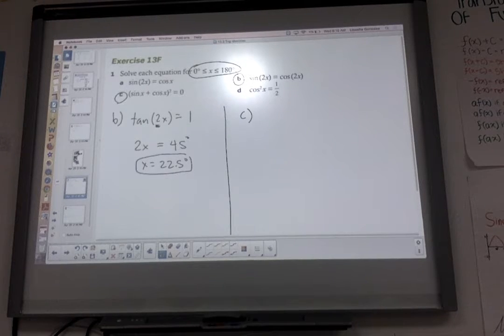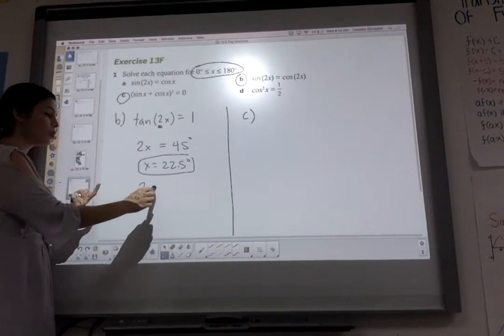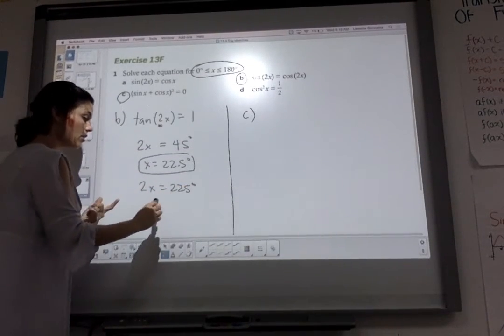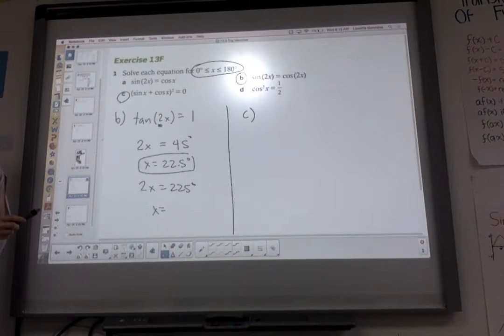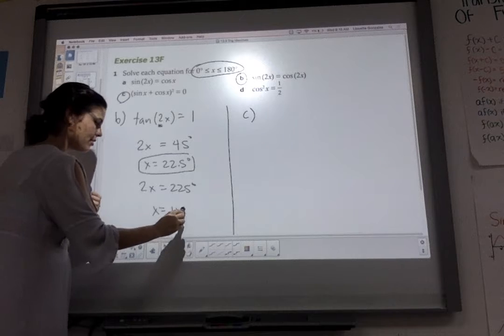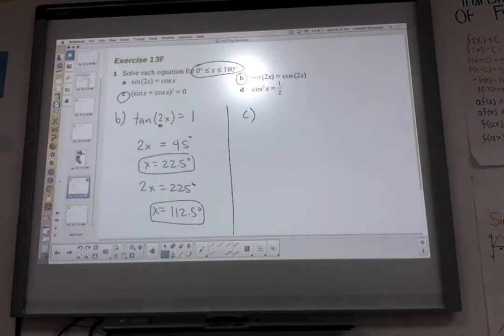Okay, 45 is one answer, right? We know 135, here tan is negative, so it cannot be that. Quadrant 3 is positive, that's 225, right? But it's the 2x that's equal to 225. So x equals, what is that? 112.5. That's still under 180.